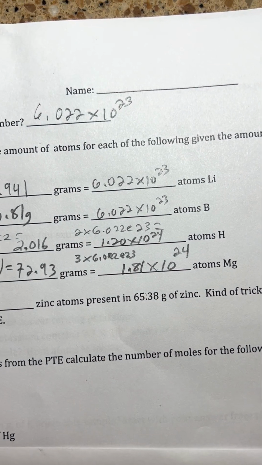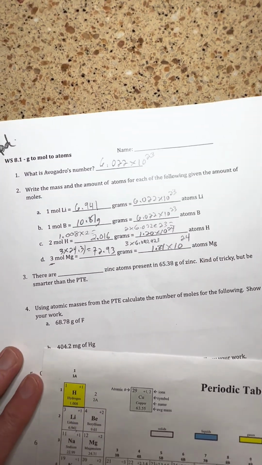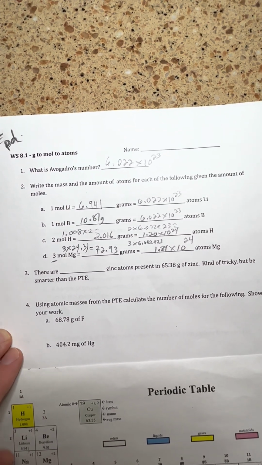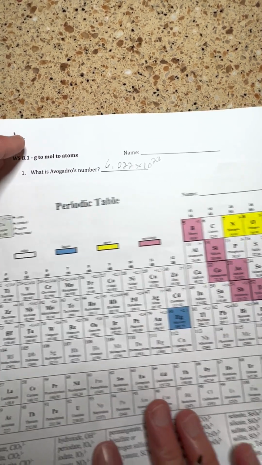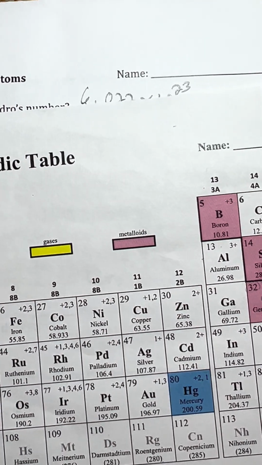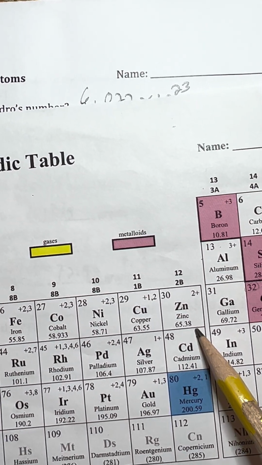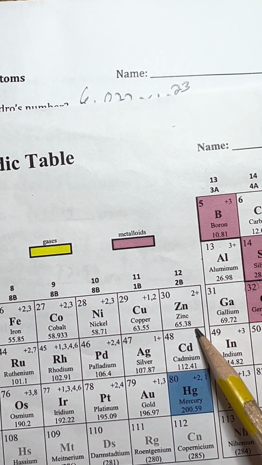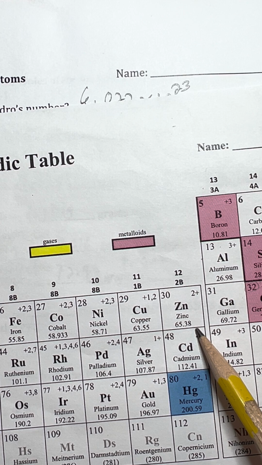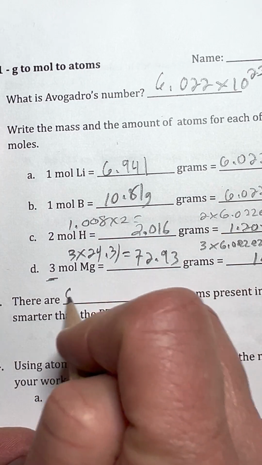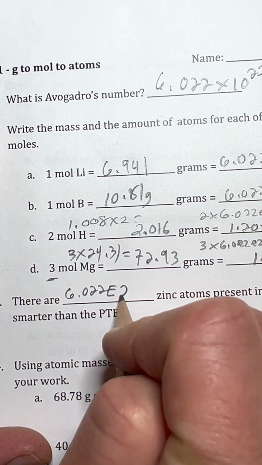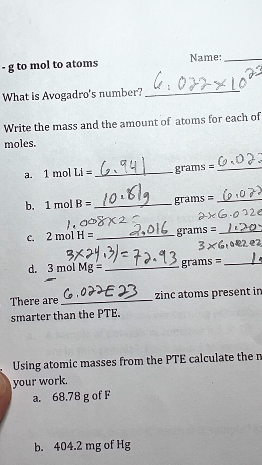Next question. It says, there are blank zinc atoms present in 65.38 grams of zinc. This is kind of a trick question, but what you do then is you go and find zinc, and zinc is 65.38 grams. So your brain should go, oh, if that's the mass of zinc on the periodic table, that represents 1 mole, and I know that 1 mole represents Avogadro's number, and Avogadro's number is 6.022 times 10 to the 23rd. And I'm just going to write E in there, a little shortcut.